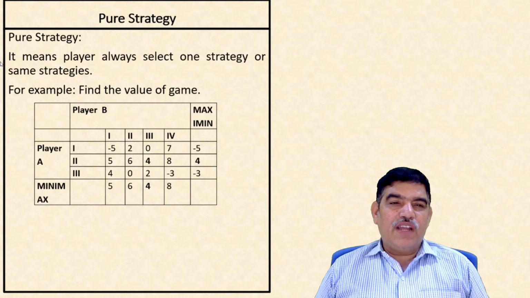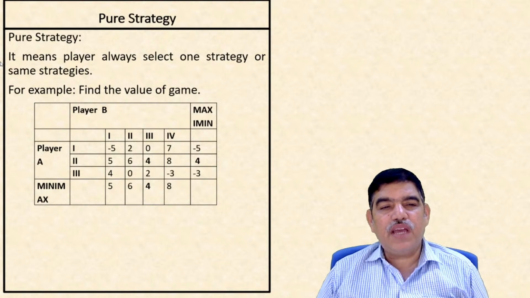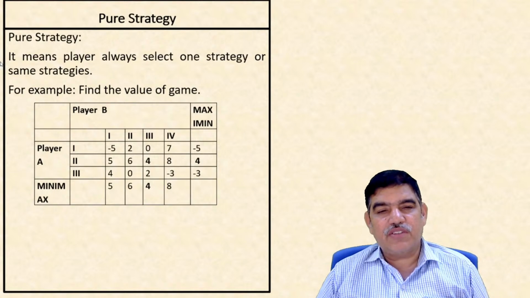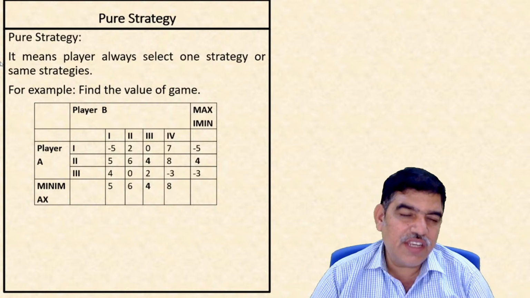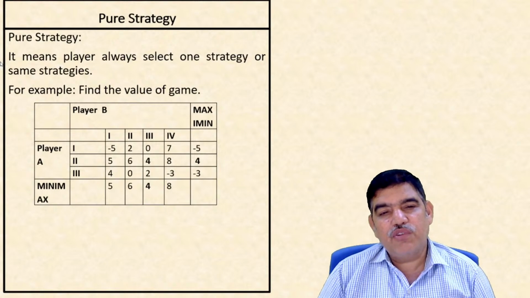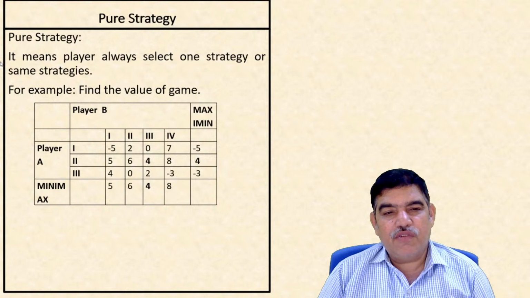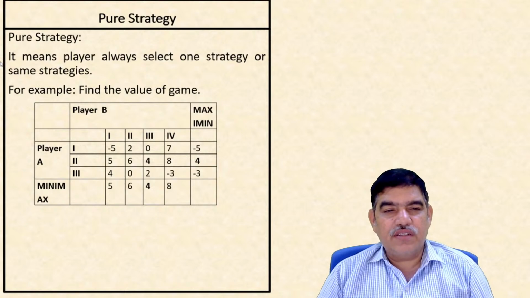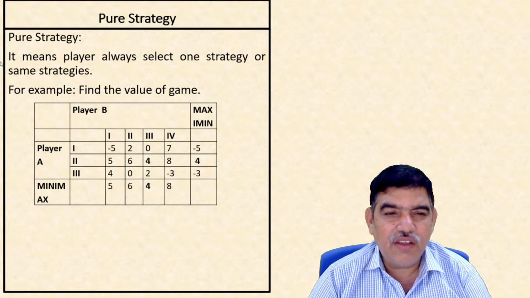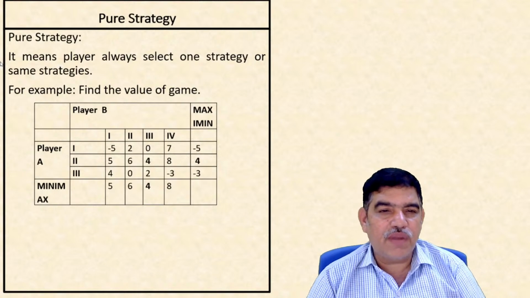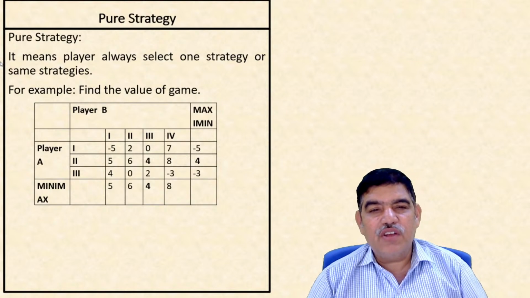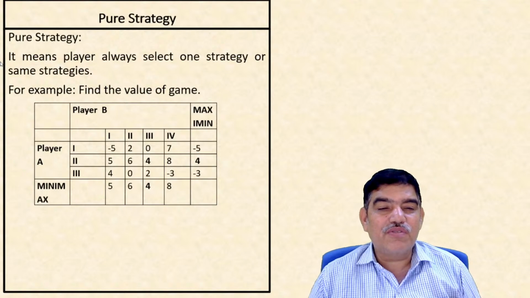For example, find the value of the game. Player B has 4 strategies, 1, 2, 3, 4, the column headings I mentioned here, and player A has 3 strategies, 3 activities, 1, 2, 3. Then I mention here row wise -5, 2, 0, 7; 5, 6, 4, 8; 4, 0, 2, -3. So only consider strategies 1, 2, 3 for player A and 1, 2, 3, 4 for player B. Now the row wise is the minimax, and the column wise is the maximin. These are the 2 principles.